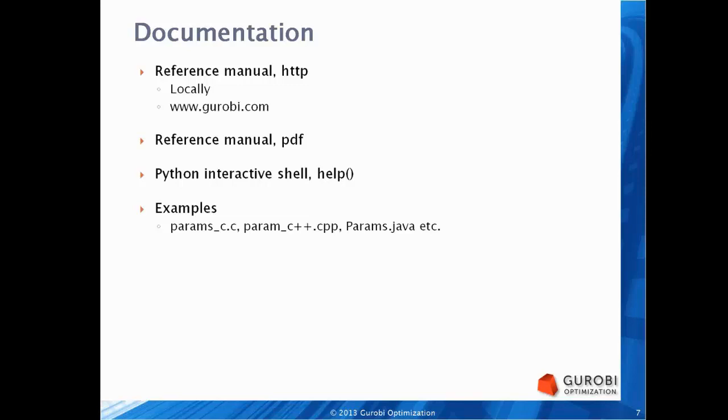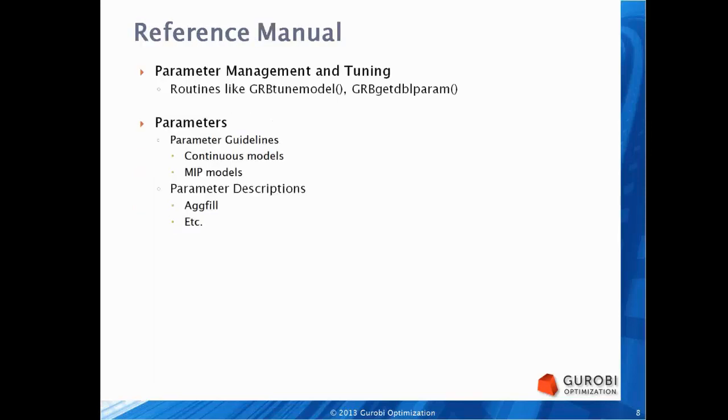There are different examples for different APIs. For example, parameters for C, for C++, and Java. And if you find the reference manual, there are two chapters about parameters. One is about parameter management and tuning. It talks about routines like GRBreadmodel, and also the routines for how to set and get parameter values. And the other chapter is about parameters.